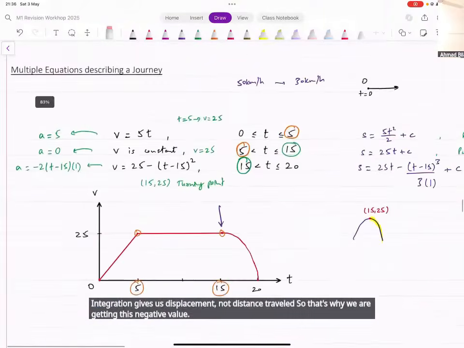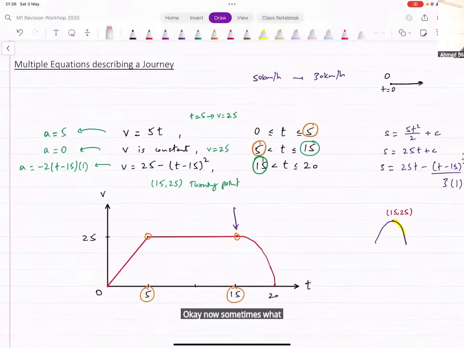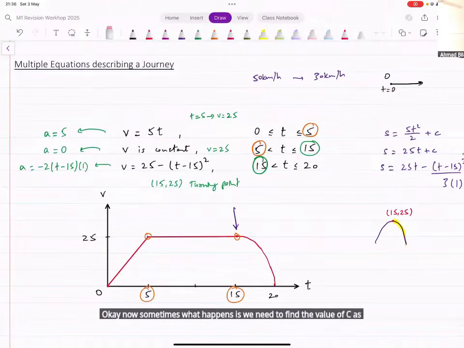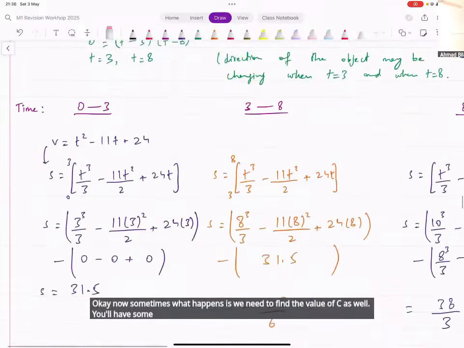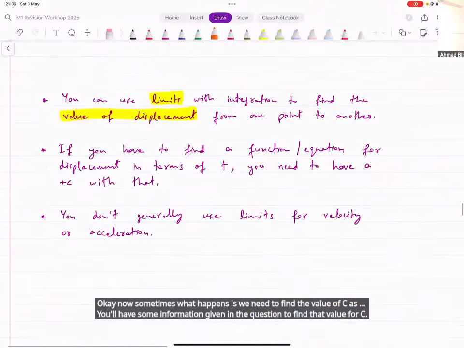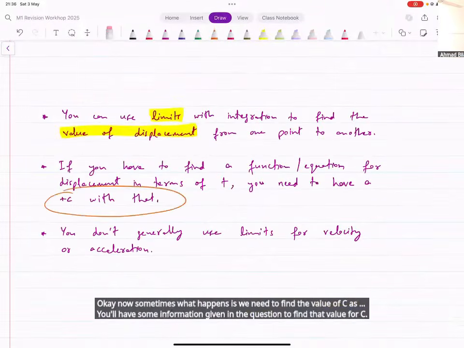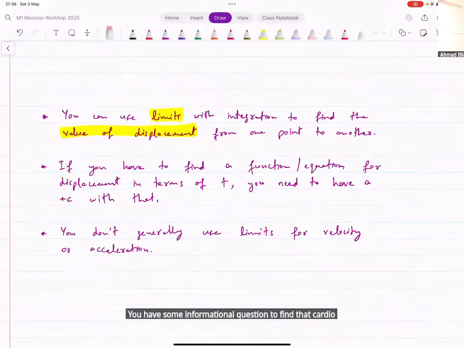Okay. Now, sometimes what happens is we need to find the value of c as well. You'll have some information given in the question to find that value of c. You'll have to find that value of c.